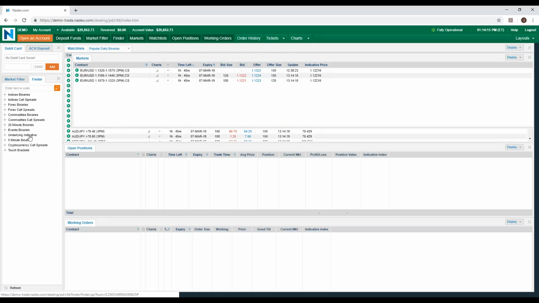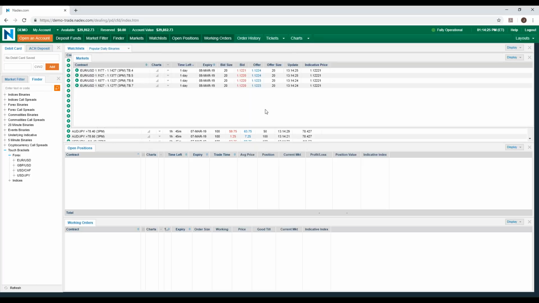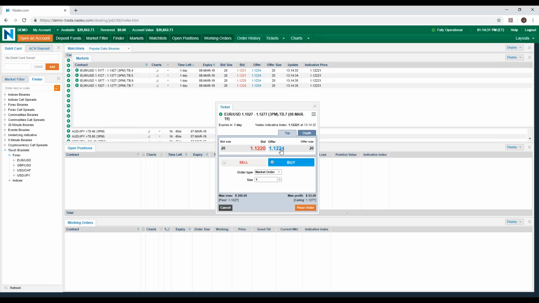You've also got your Nadex touch brackets here. Okay. And we can go look at forex. All right, let's go look at forex. Let's look at the same thing. Euro-dollar. And let's see here. 1220. We can grab this one right here. Max loss $200. Max profit 54. Well, you should not shy away from this contract just because of this max loss number.